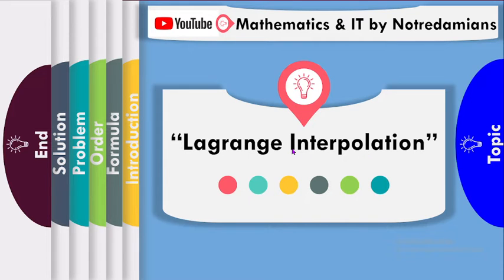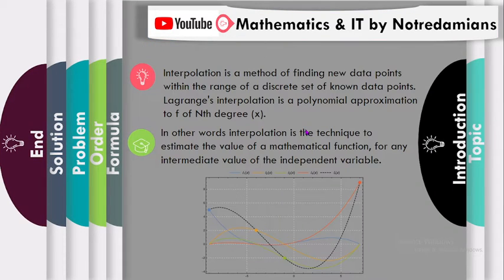So first of all, what is interpolation? Interpolation is a method of finding new data points within the range of a discrete set of known data points. Lagrange interpolation is a polynomial approximation of f of nth degree of x.